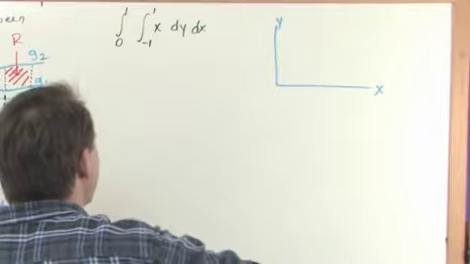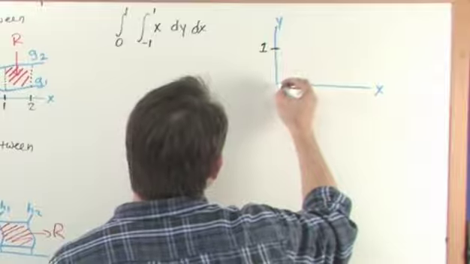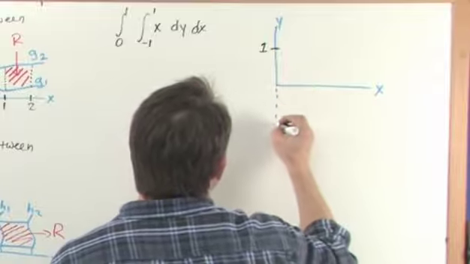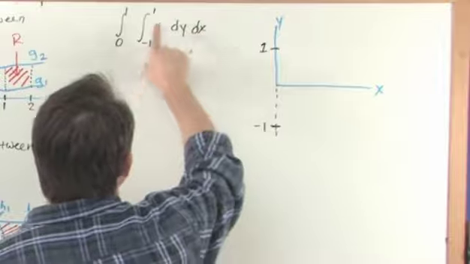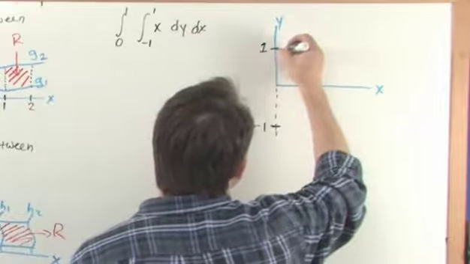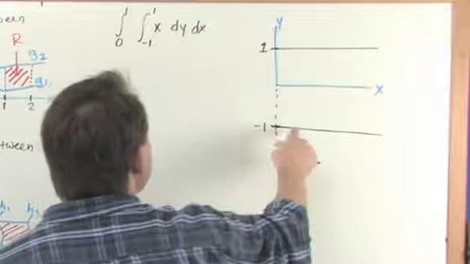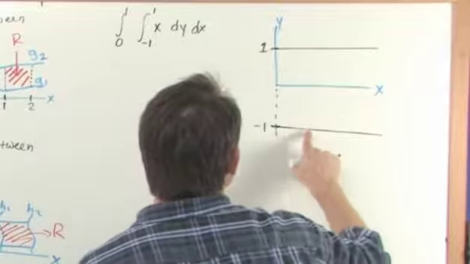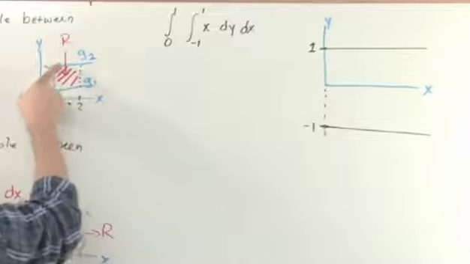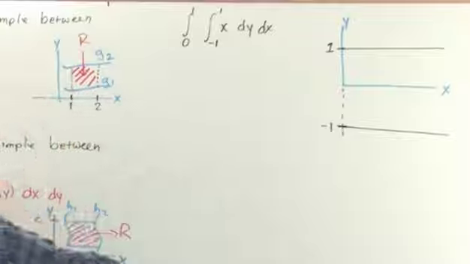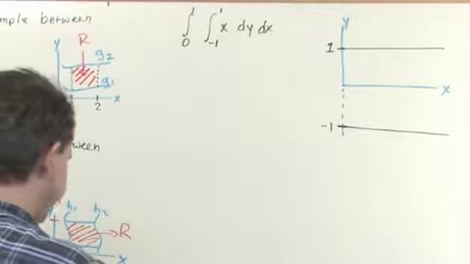Those aren't just values, those are numbers, okay? So this is y is equal to 1. This is y is equal to negative 1, okay? And because they're just constants, this is just a line that goes like this, and this is just a line that goes like this. So these are the two functions that are bounding my region exactly in the same way that these two functions are drawn over here. It's just that this function is a very simple function, it's a constant, okay?